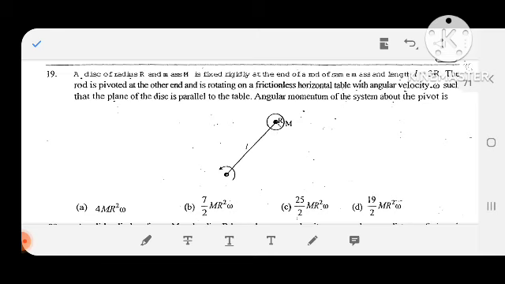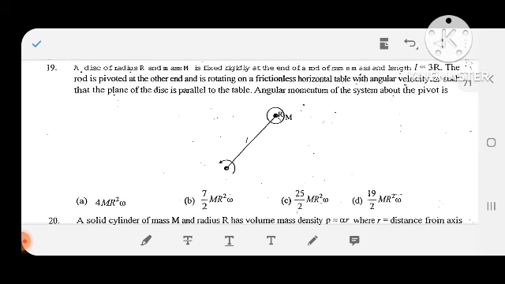19 है, a disk of radius r and mass m is fixed rigidly at the end of a rod of the same mass and length. The rod is pivoted at the other end. It is rotating on a frictionless horizontal table with angular velocity omega such that the plane of the disk is parallel to the plane. Angular momentum of the system about the pivot is 25/2 mr²ω. इसमें आपको मोमेंट ऑफ इनर्शिया हर चीज़ का, रोड का, सिलेंडर का, ट्राइंगल का, एनीथिंग, हर चीज़ का आप लोगों ने मोमेंट ऑफ इनर्शिया याद रखना है.